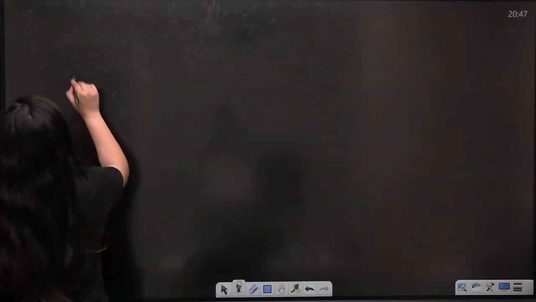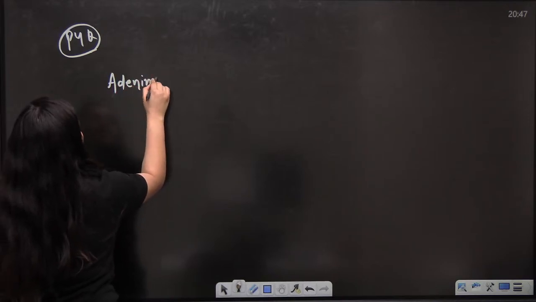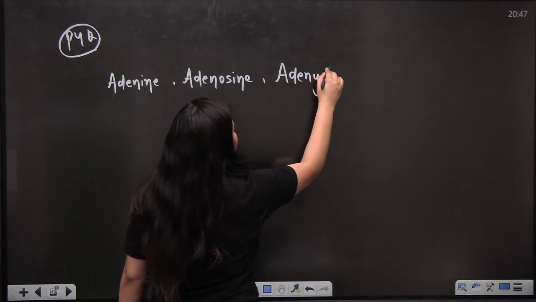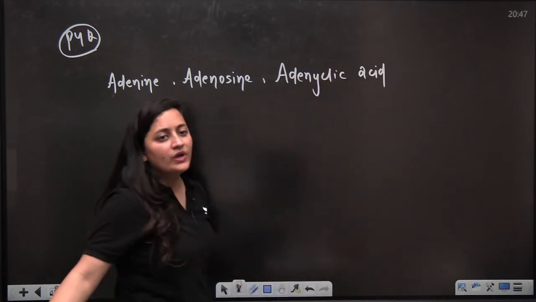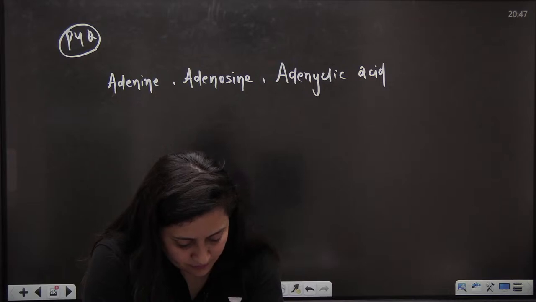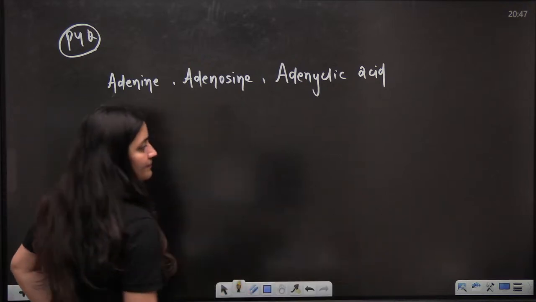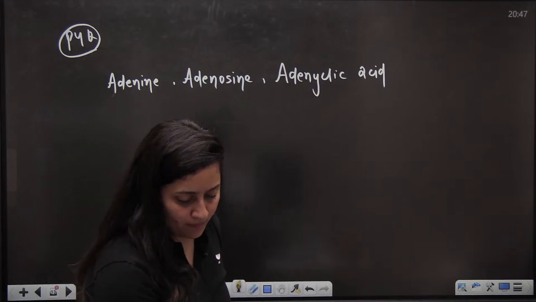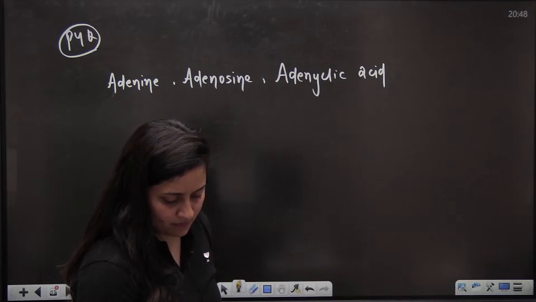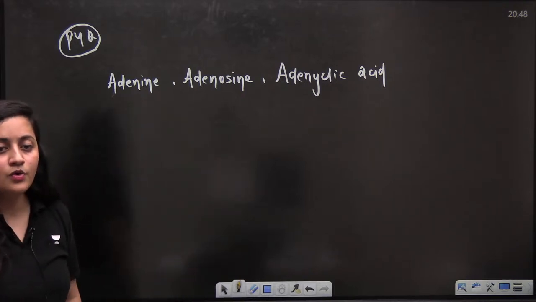So, I'll ask one question from a previous year paper. In the previous year paper, they have given these three names: adenine, adenosine, adenylic acid. What is the difference in these three? Or they can simply ask you which one is nitrogenous base, which one is your nucleoside, which one is your nucleotide? Tell me. What are you going to do?